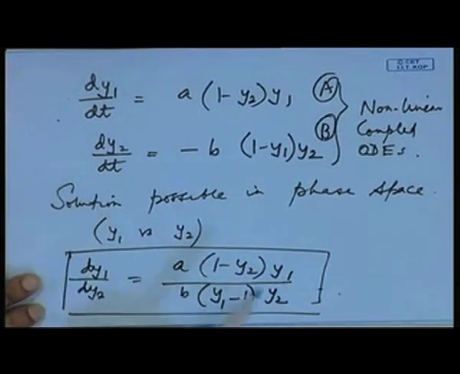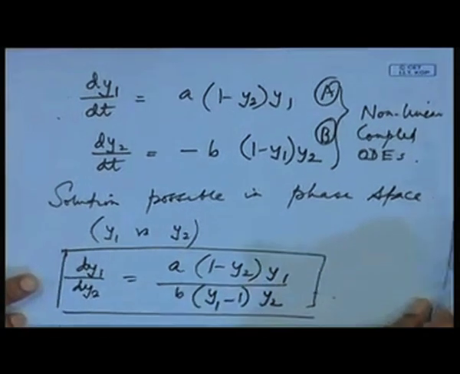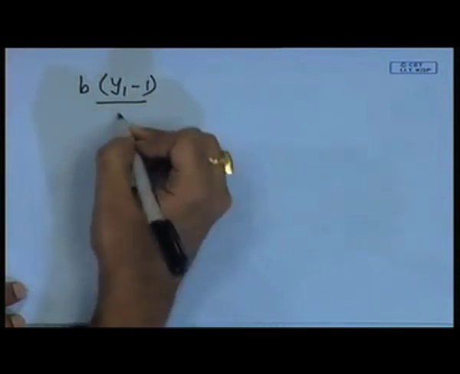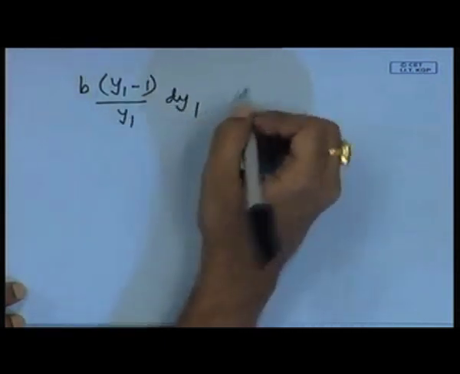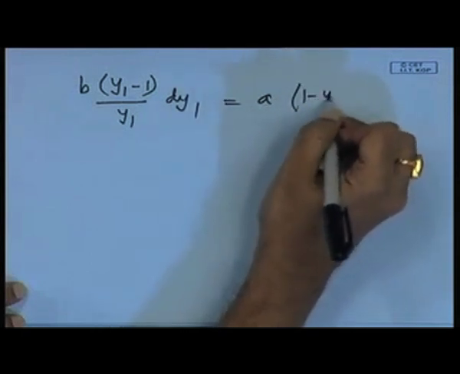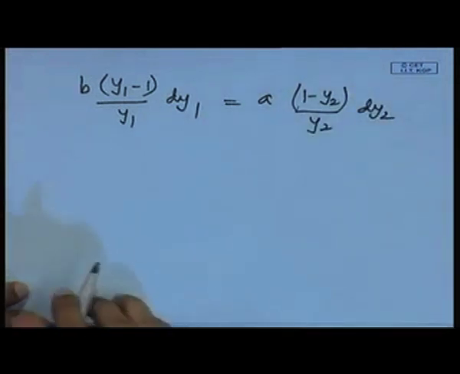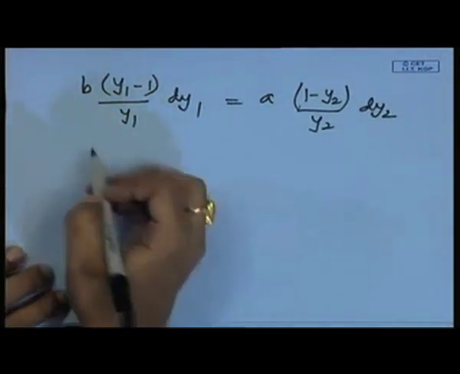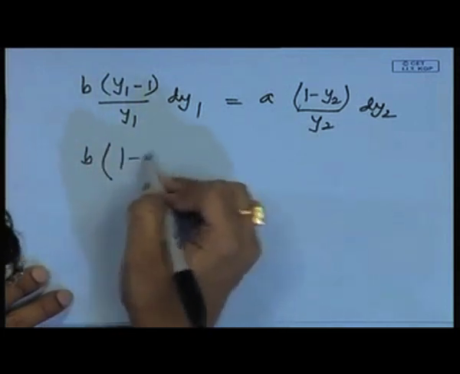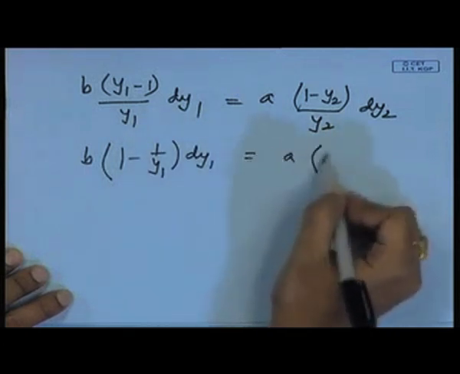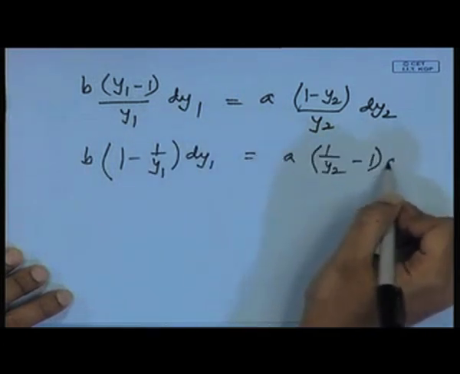The answer is yes, simply by transposing the terms that contain y1 to this side and the terms that contain y2 to the other side. Let us do that, and when we do that, I get B (y1 minus 1) over y1 dy1 equals A (1 minus y2) over y2 dy2. So, this is what I get, and so I can go ahead and solve it. Let us do that. B (1 minus y1) over y1 dy1 equals A (1 over y2 minus 1) dy2.